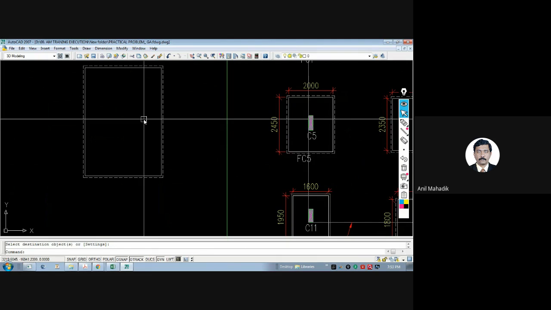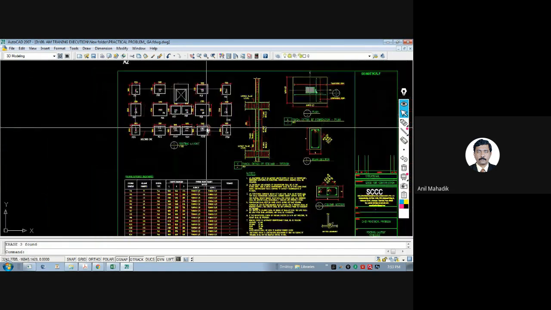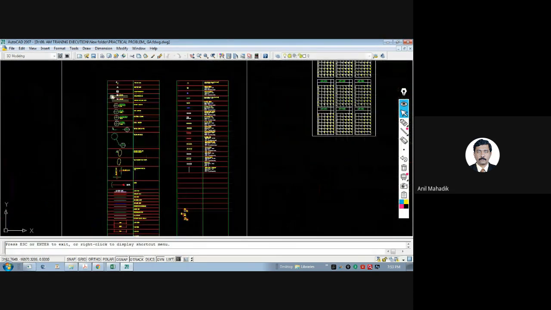Just use the existing drawing and match it, copy and paste it. So this way we can do the drawings. We are having all the standards. I will just show you the standards. We are going to share these details with you also.